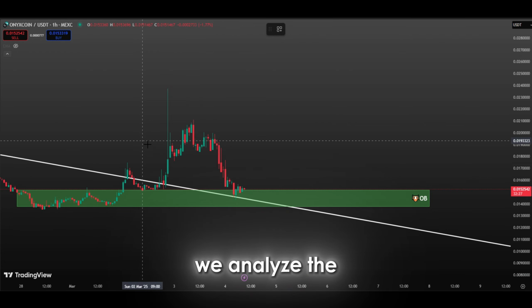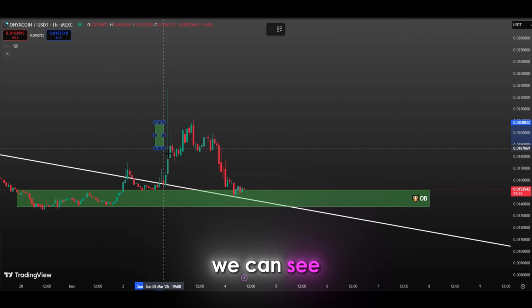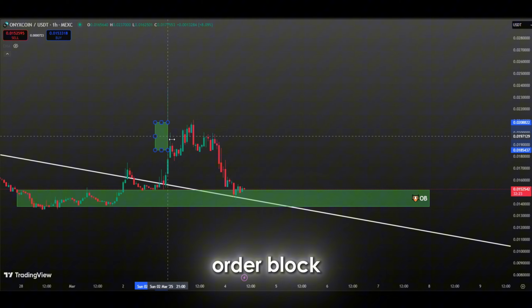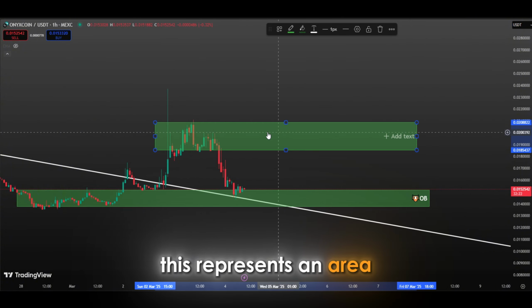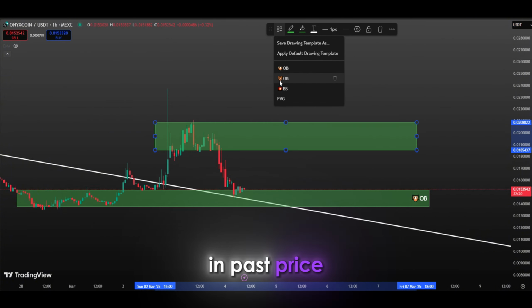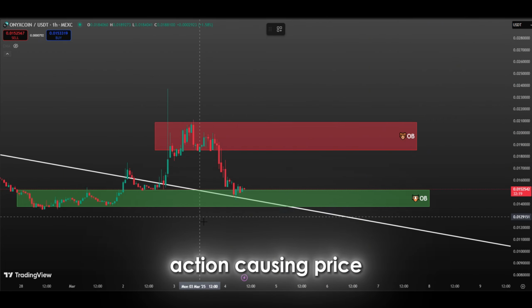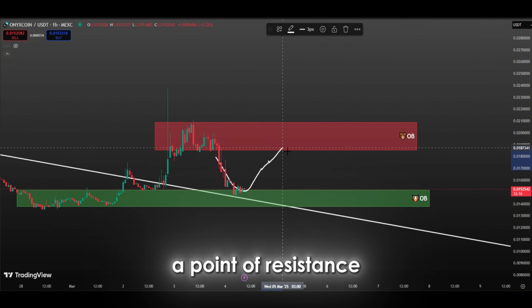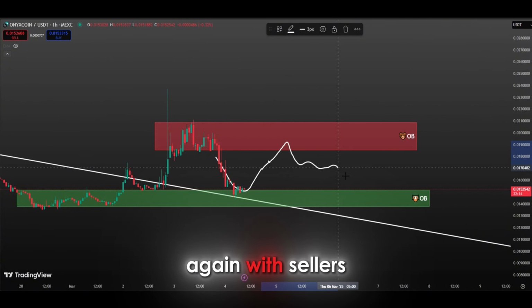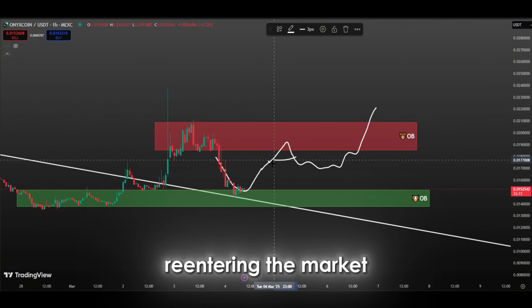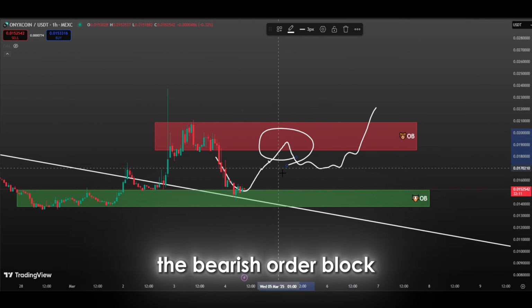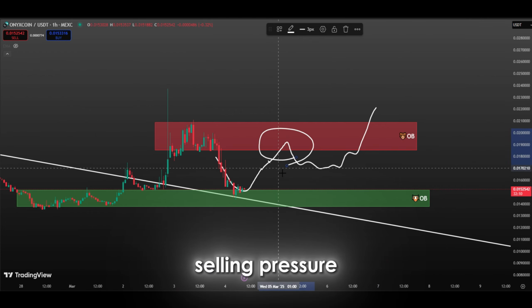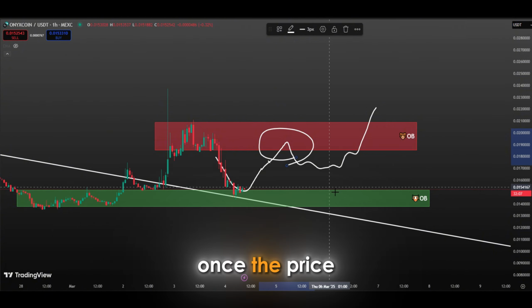And currently, when we analyze the price action, we can see that there is a distinct bearish order block at the top. This represents an area where strong sellers have stepped in past price action, causing price to turn bearish. The bearish order block can often form a point of resistance when the price reaches this area again, with sellers re-entering the market. The significance of the bearish order block is that there has been strong selling pressure at this level in the past, and the price has reacted downwards from here. Once the price reaches that area, it will definitely react downwards.